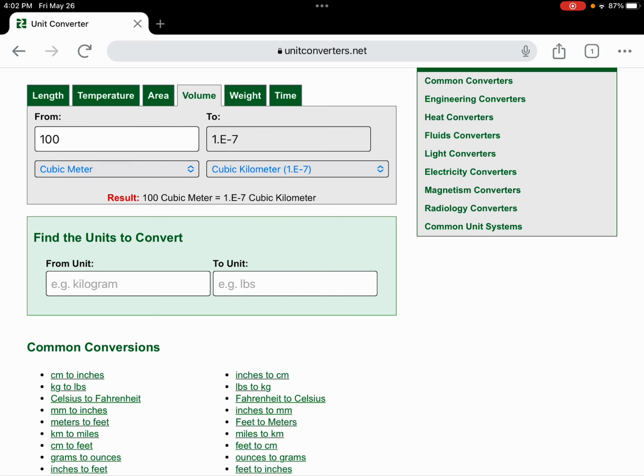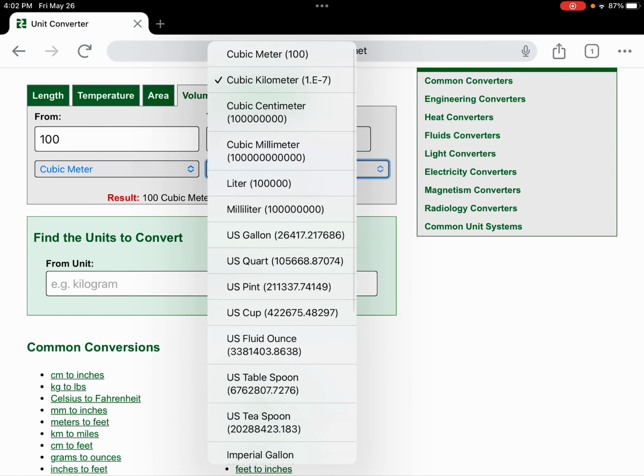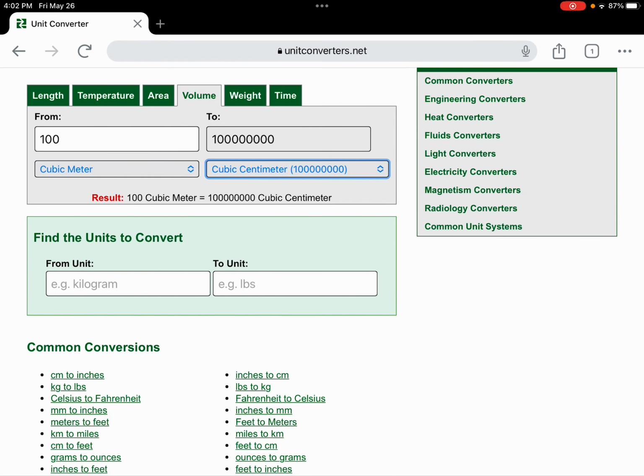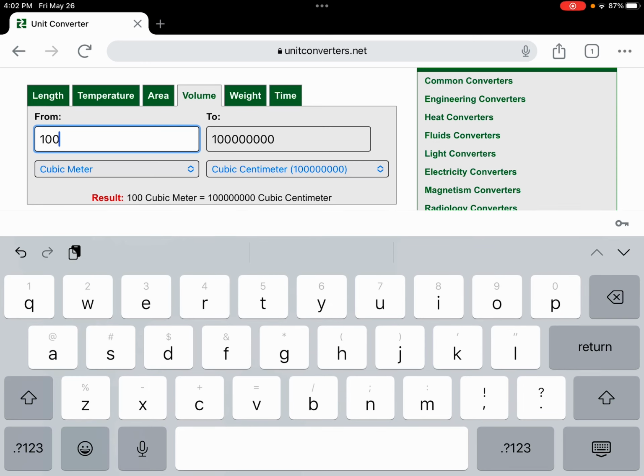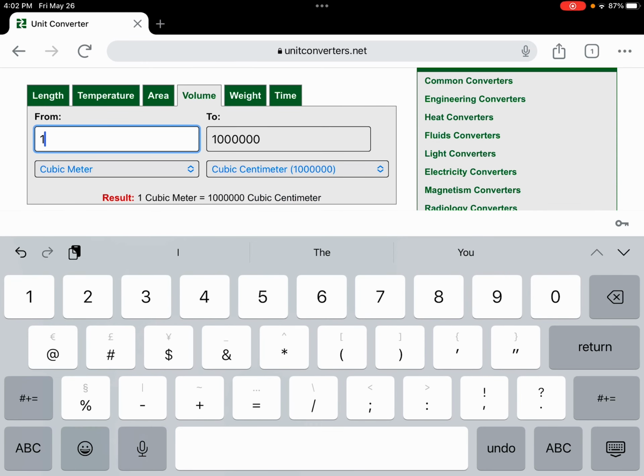Volume is similar. So notice cubic meter right here, and I could convert to cubic centimeters just like I did. Here's my 1 cubic meter is 1 million cubic centimeters. But this time we're actually going to go from cubic inches into liters. Liters is a volume measure.